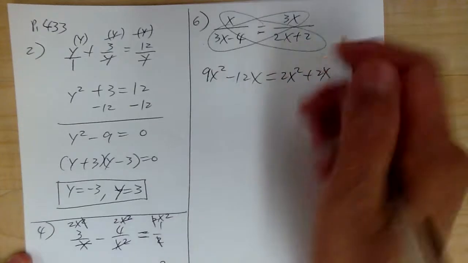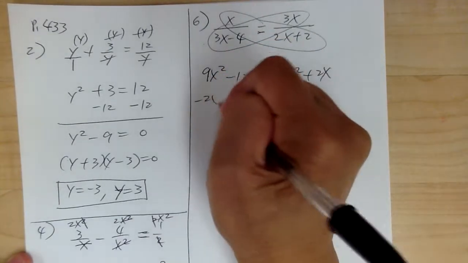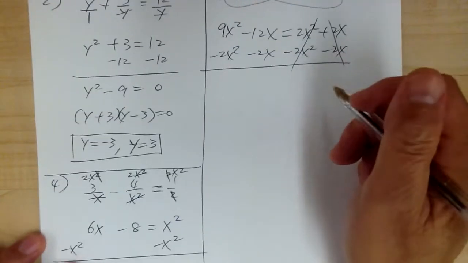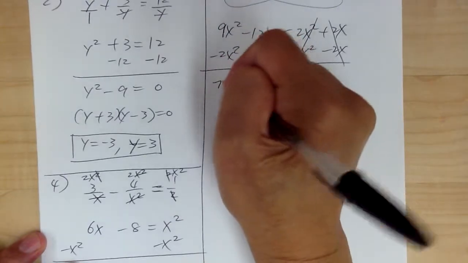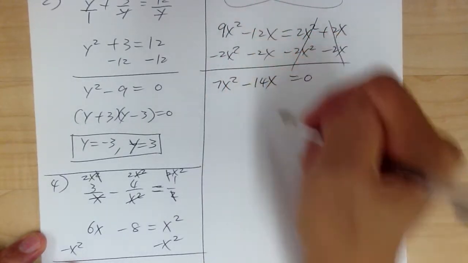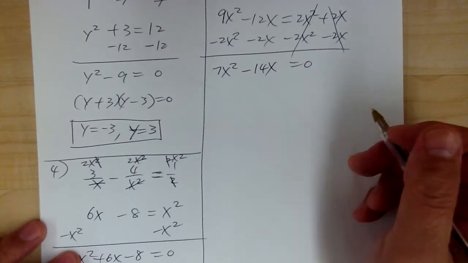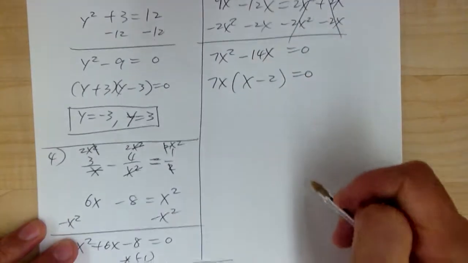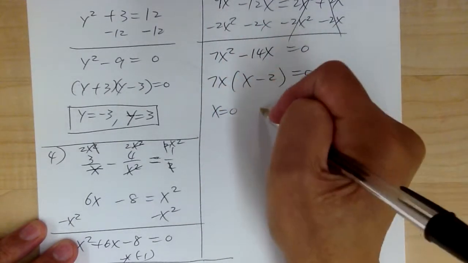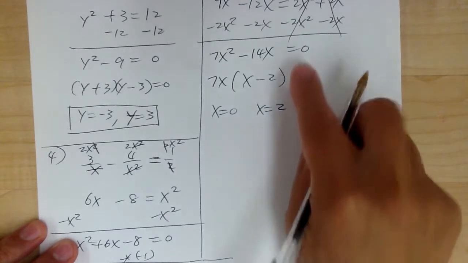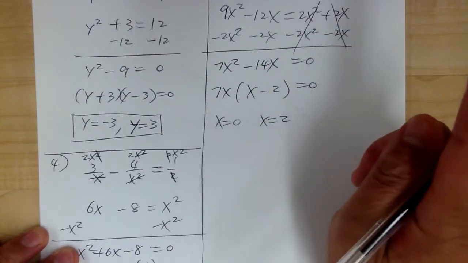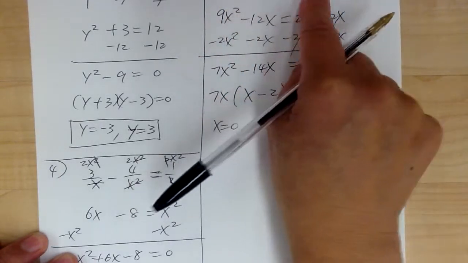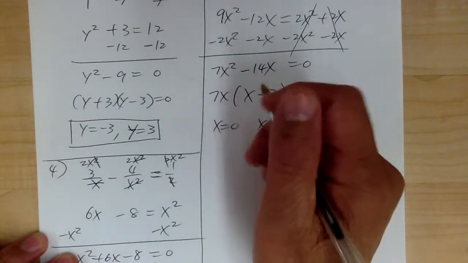I'm going to move everything to this side, so minus 2x squared, minus 2x squared, so this cancels out. Minus 2x, minus 2x, so this cancels out, right? So this will give me 7x squared, this will give me minus 14x. So now to do factoring, step 1, common factor, factor out the 7x, so I get x minus 2. So from here, I get x equal to 0. From here, I get x equal to 2. Then you have to check. One of the quick ways to check is to look at your factoring. If your factoring matches your bottom, then you know it's no good. Okay. So both of these are fine.